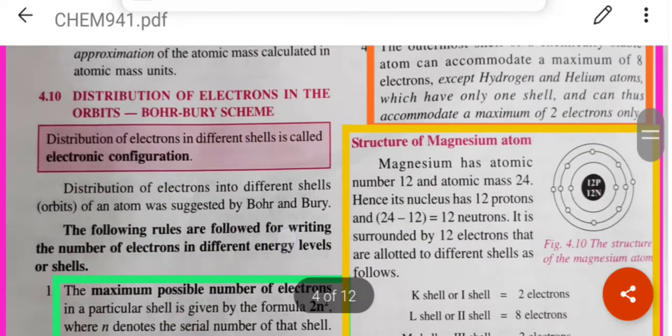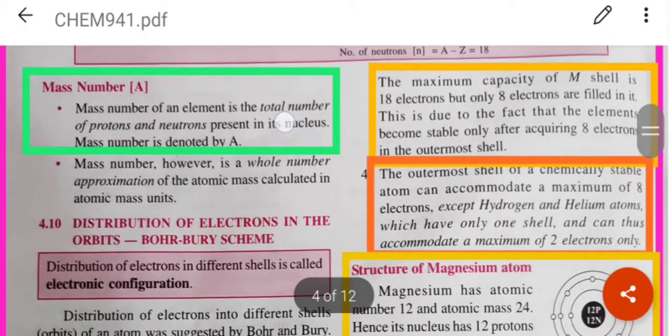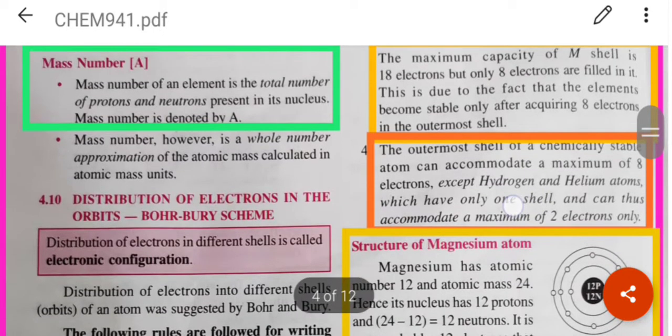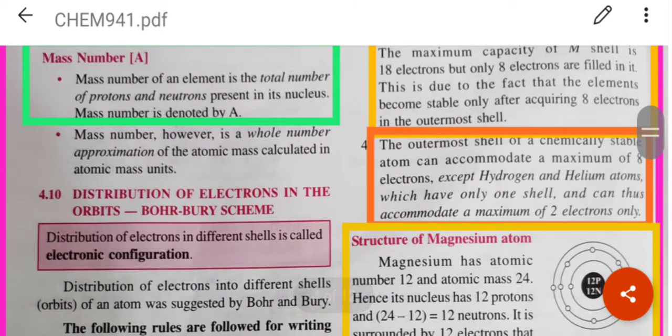Similarly, we'll go through other examples. So you see, what is the maximum capacity? 18. But only 8 electrons are filled in it. Why? Because the elements become stable only after acquiring 8 electrons in the outermost cell. Then what is rule 4? The outermost cell of a chemically stable atom can accommodate a maximum of 8 electrons. But the exceptions are hydrogen and helium, which can accommodate 2 electrons and be stable.